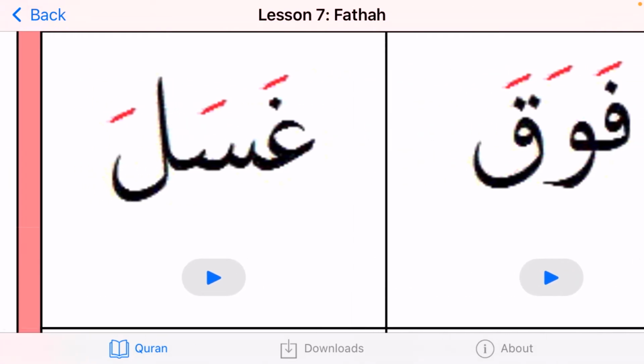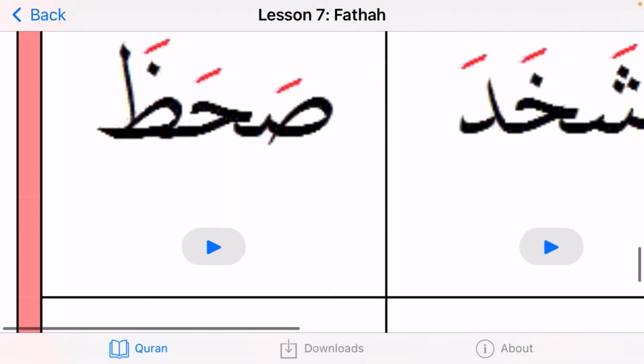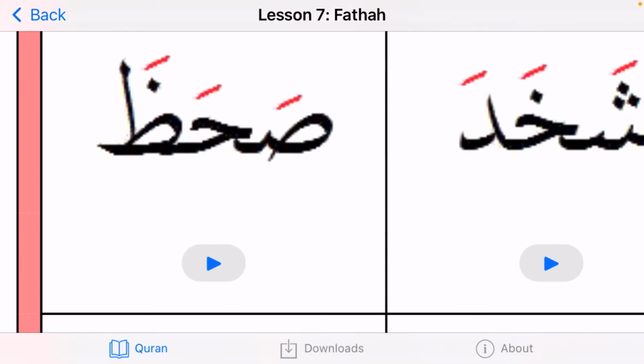The next word, we have Ghain, Sin, and Lam. Hopefully by now you recognize each letter once you see it. Ghain is a full mouth letter, Sin is an empty mouth letter, and Lam is an empty mouth letter as well. So we have Gha, Sa, La, Ghasala, Ghasala. Make sure the ghain is being pronounced with a full mouth. Don't roll your throat too much. No. Ghasala, Ghasala.